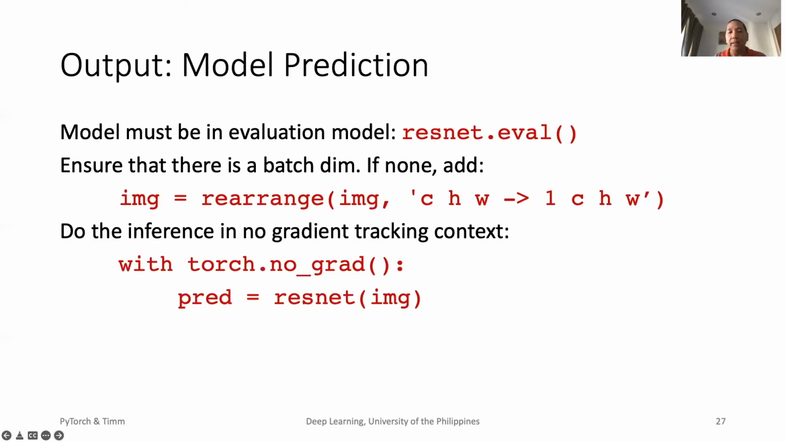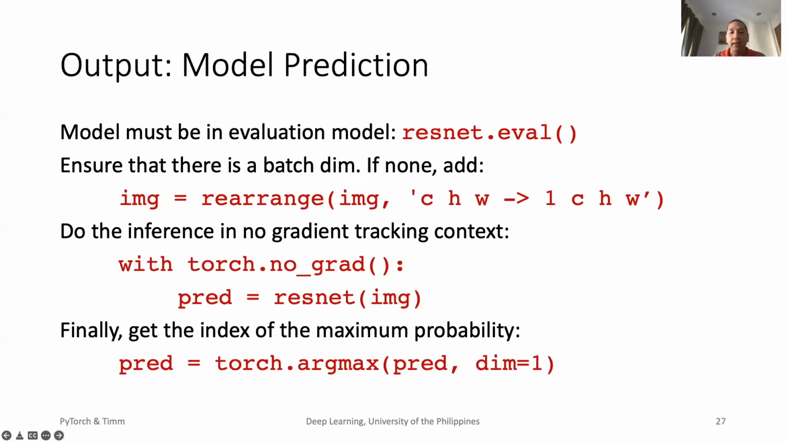The next part is the actual model inference. In this case, we enclose the prediction in a no-grad context to ensure that no gradients are computed since we are not training the model. Last part is extracting the index of the label or class with the highest probability.